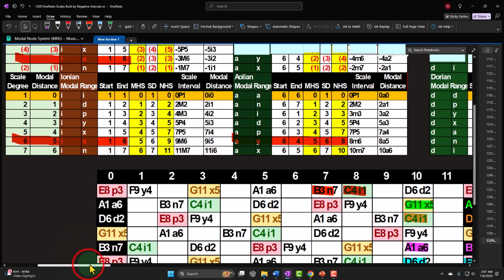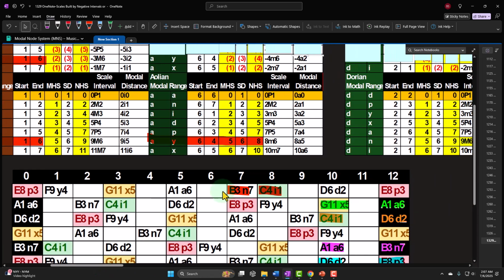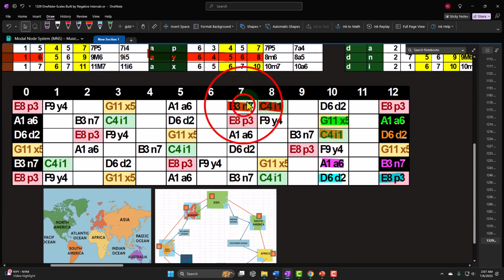So if we go down here, let's move our cursors. If I was on the Ionian and I go back another continent, now we're going to go 2 continents or 2 modal half steps counterclockwise, which would be 1, 2, 3, negative 3 distance in the counterclockwise direction.